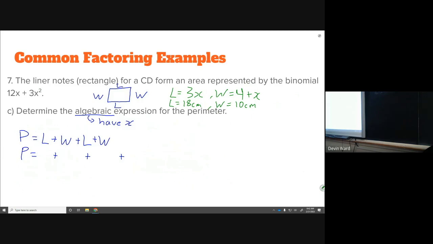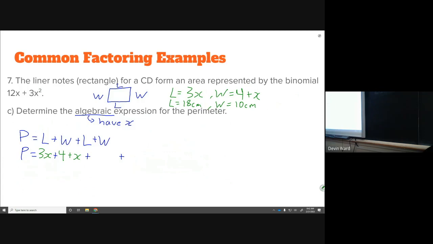Okay, so what was our length algebraically? It's 18 centimeters, but we want it algebraically, so we want to have x in it. So it would be 3x. Perfect, 3x. Then our width algebraically would be 3x plus... 4x. Perfect, plus, I wrote one.